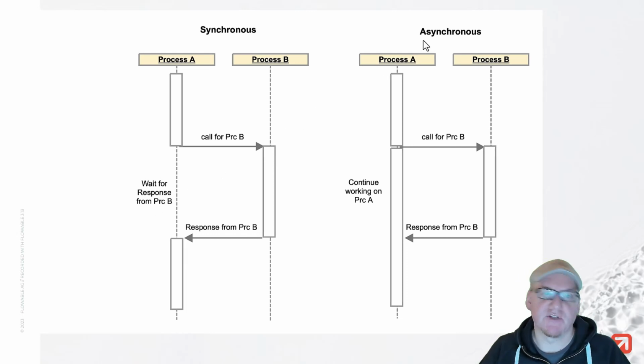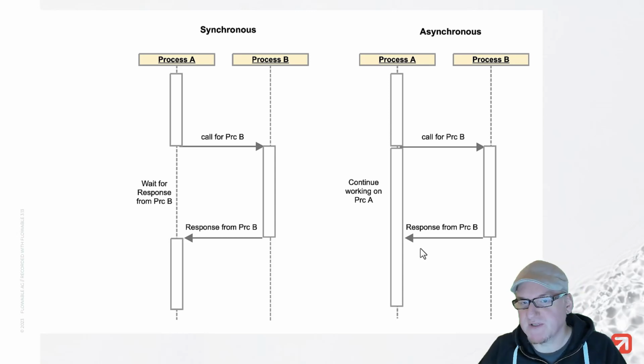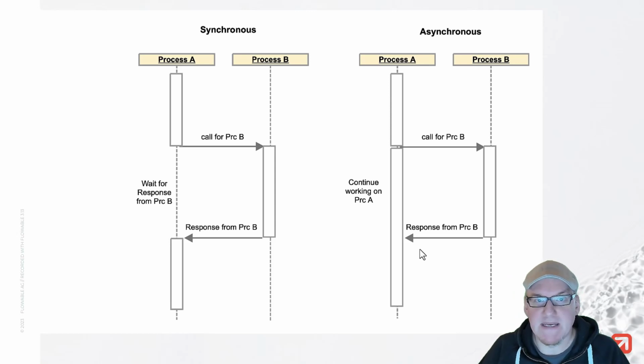Asynchronous communication, on the other hand, works differently. Again, we have process A and process B. Process A calls out to process B, but as you can see, process A can continue its work while process B is preparing the answer. So it can continue the work it wants to do, and at some point, process B will provide the answer to that call back to process A, and process A will probably pick it up at some point later, but it is already there and received.